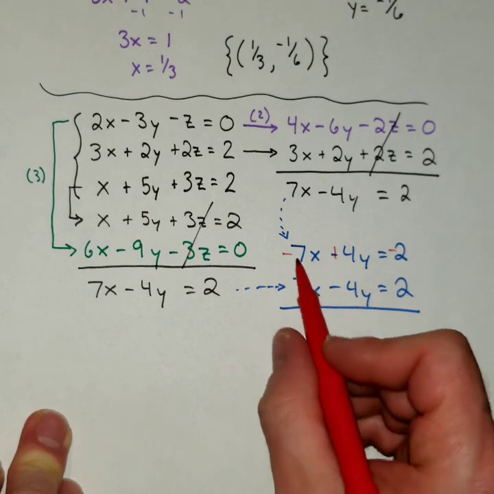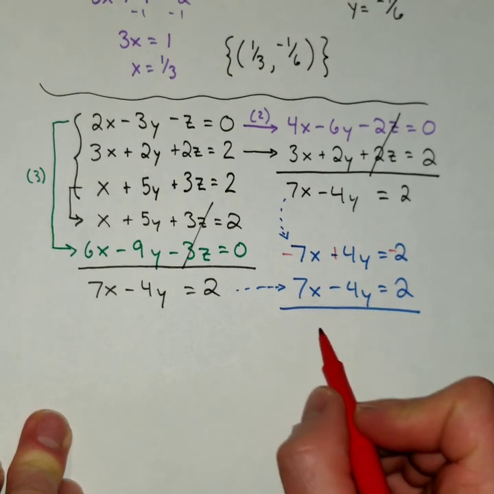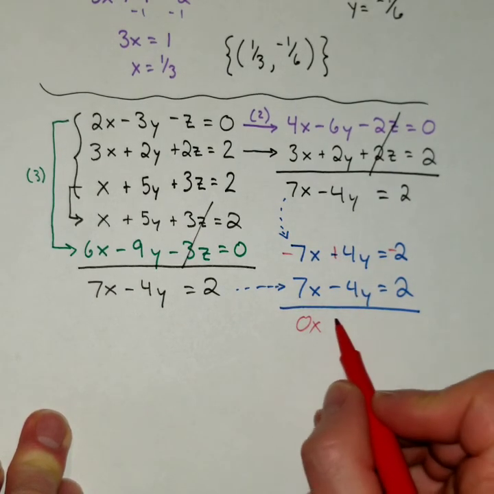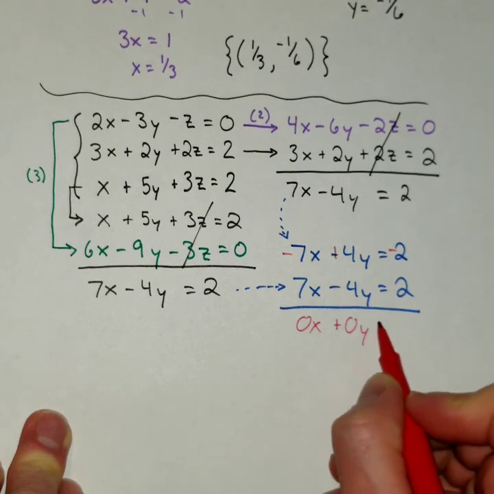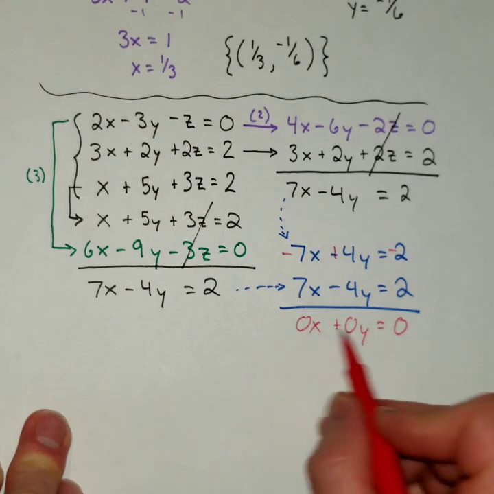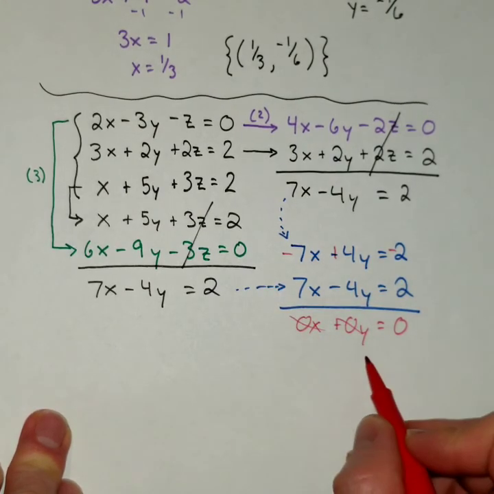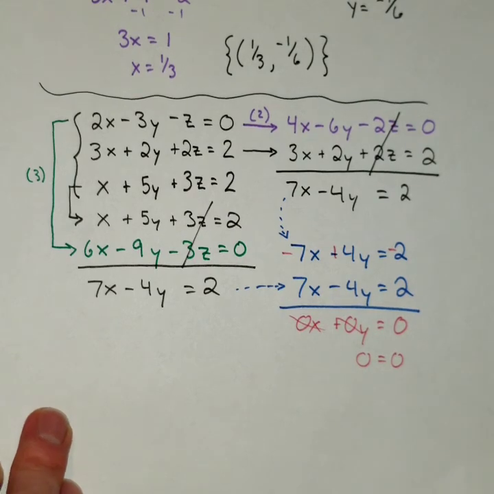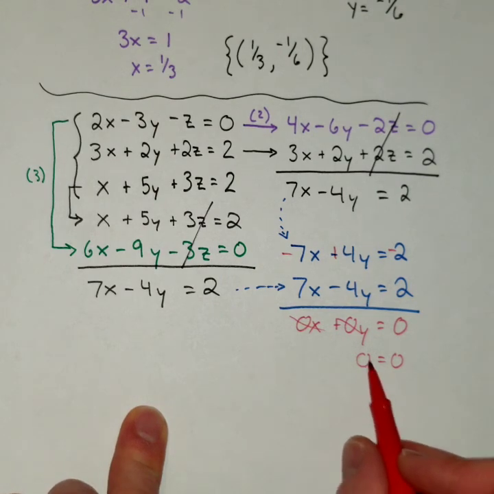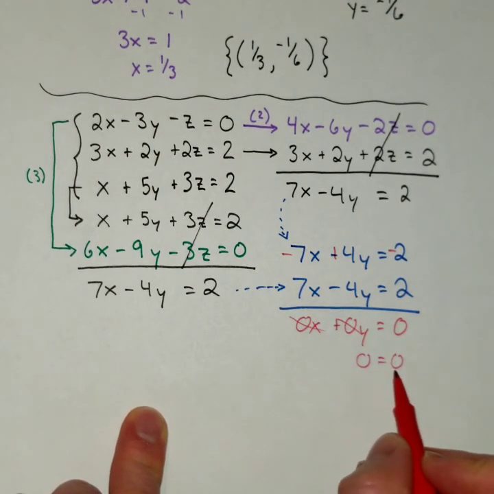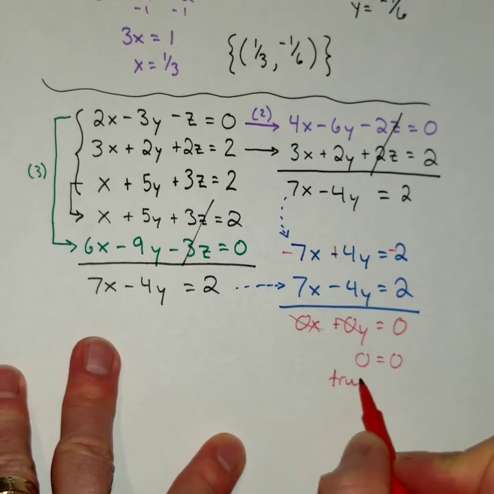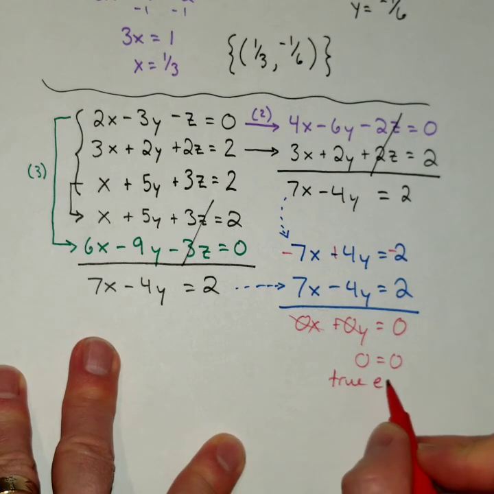And when I do that, negative 7 plus 7 makes 0x. Negative 4, or sorry, positive 4 minus 4 is 0y. And over here I get a 0 also. And that makes the left side all cancel out, and I just have 0 equals 0. Well, we saw a few videos ago that we had a false equation without variables. Here I actually have a true equation. This is a true equation.